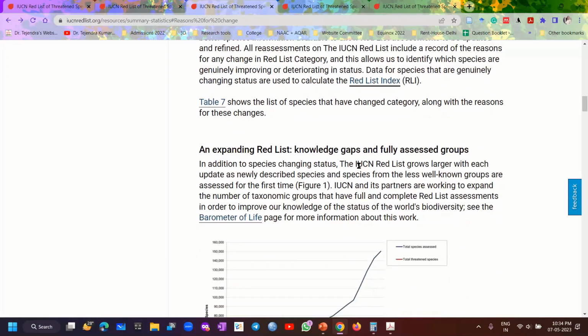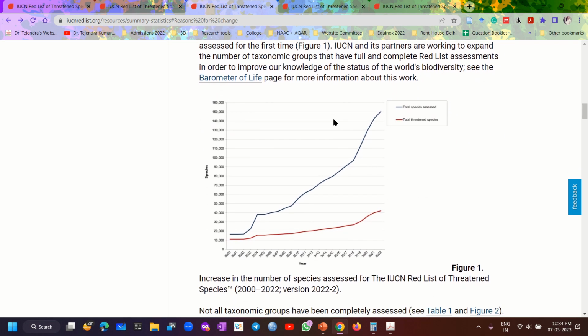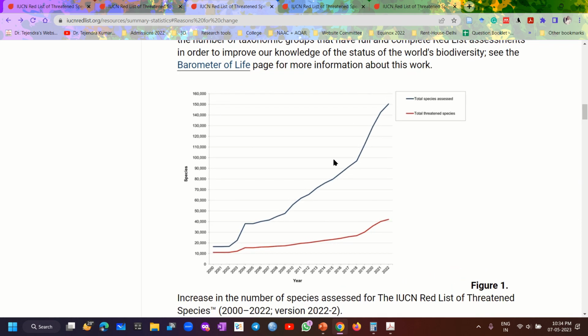There are many regions and species, and everything is given. You can see here the index as well as the tables. Many types of tables are published by them. If you see this graph, you will find the increase in the number of species assessed in the IUCN Red List of Threatened Species from 2000 to 2022.